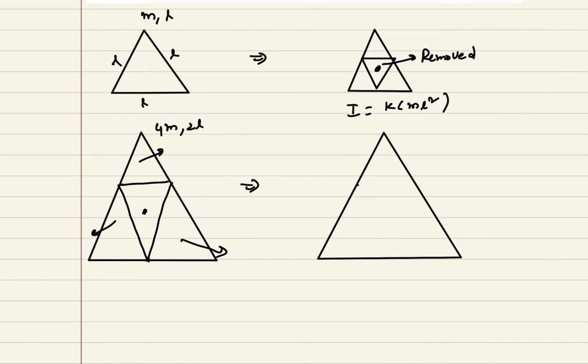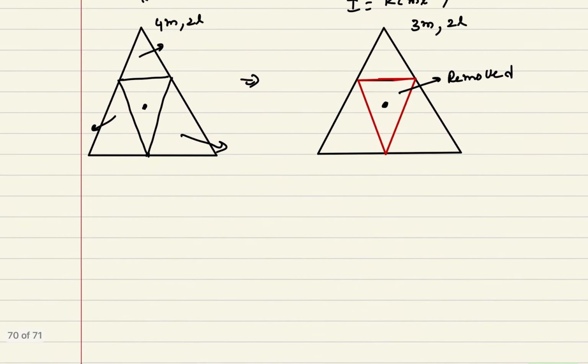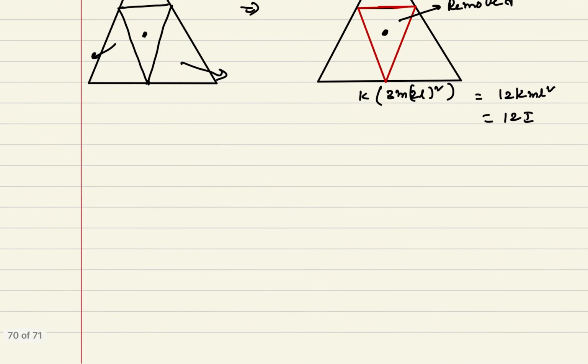Okay, from this I am removing the triangle. You can see it, I am removing the triangle. So removed part I am writing with red color. You can see I have removed the red color triangle. If I remove the red color triangle, I will have only 3m mass, side is 2l. This is removed. Okay, now I can write the new moment of inertia of this body is k times the 3m into 2l whole square. So 4 into 3 is 12, 12k into ml square. I will get the 12 into I.